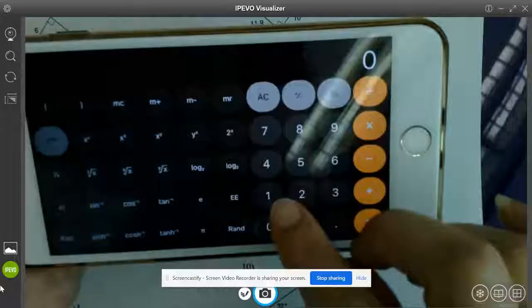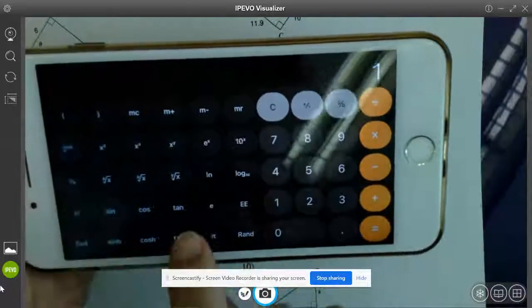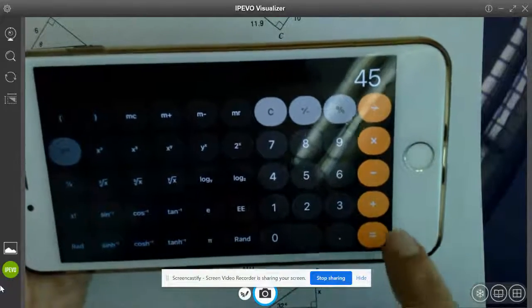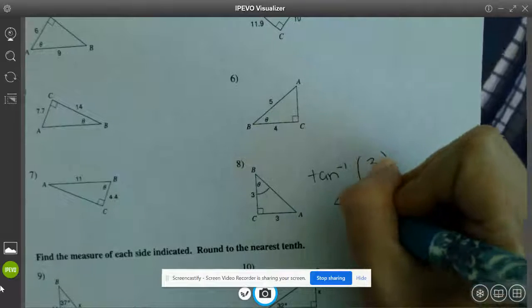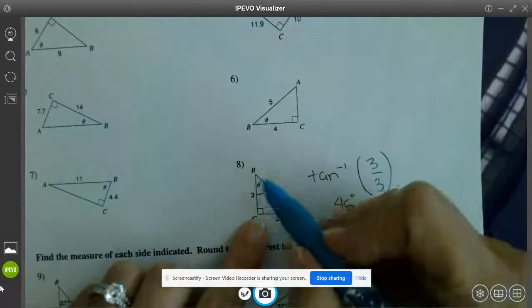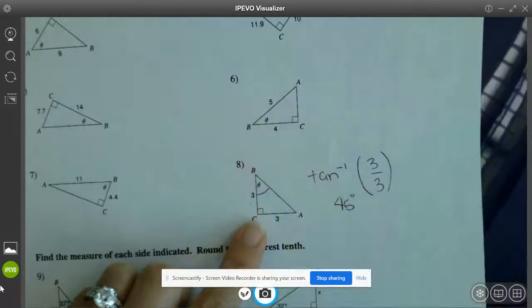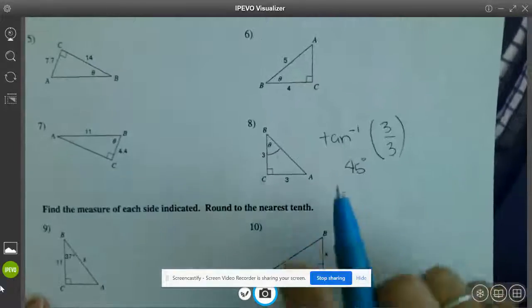So that's tangent inverse of 1, which is 45 degrees. That means this angle is 45 degrees. If this is 90, then this is also 45 degrees. Yay! So this is how you look for angles.